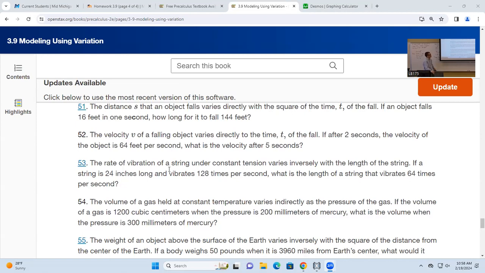The rate of vibration of a string under constant tension varies inversely with the length of the string. If a string is 24 inches long and vibrates at a rate of 128 times per second, what is the length of a string that vibrates at 64 times per second?